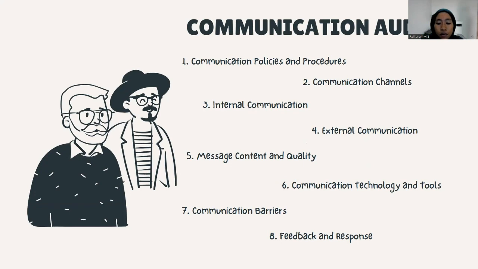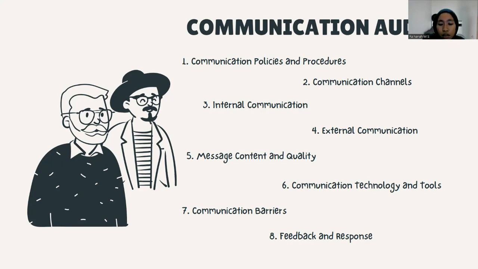Evaluate the effectiveness of communication channel use, such as email, intranet, newsletters, social media, meetings, and video conferencing. This includes how well these channels meet the communication needs of various stakeholders. And the third one is internal communication. This includes vertical communication from the management to employees and vice versa, and horizontal communication between departments and teams. And the fourth is external communication, the effectiveness of communication with parties outside the organization, such as customers, suppliers, partners, media, and the general public.